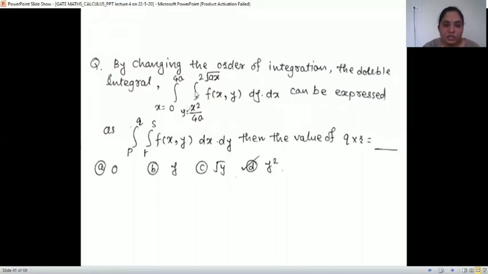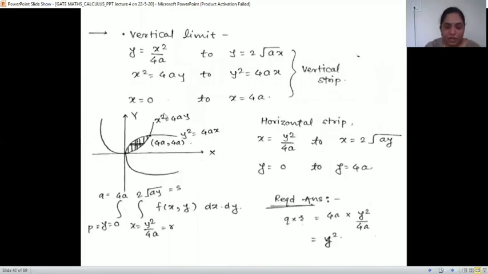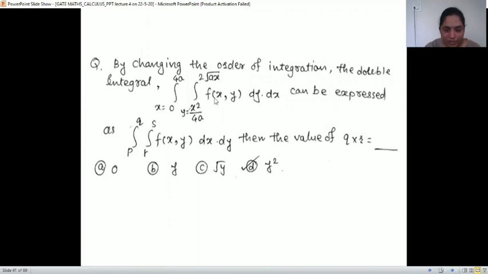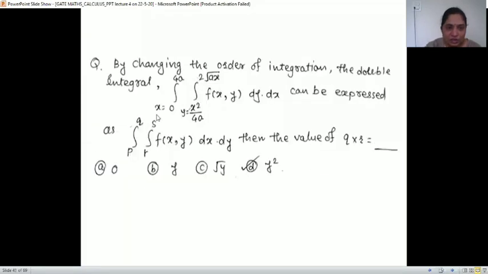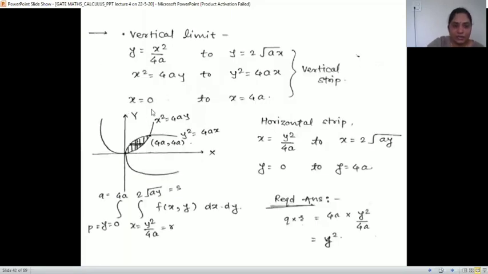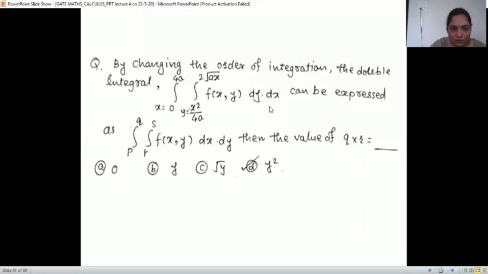Okay, so first thing is, these are functions of x, so these are limits of y, and these are limits of x, right? So we are writing here y is x square by 4a and y is 2 root ax, and x is 0 to x is 4a. This is just modified to x square is 4ay and y square is 4ax, right? So we have to change the order. Here it was y first inside and we want x inside.